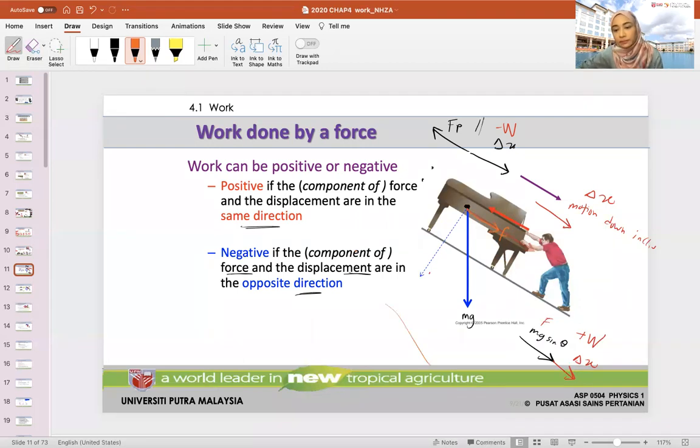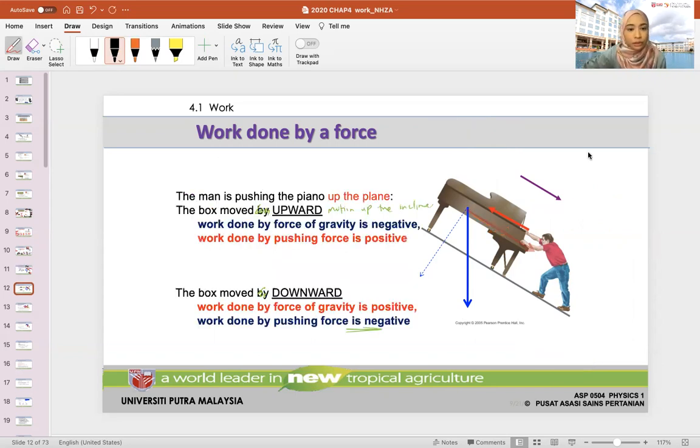What would you guys say? Is it positive or negative? Positive. Why is that? Same direction as delta x. It is the same direction as delta x, correct. So although friction usually gives us trouble, in this case the friction is in the same direction as the displacement. Therefore, friction is doing positive work on the piano. Okay? So you have to know the direction.